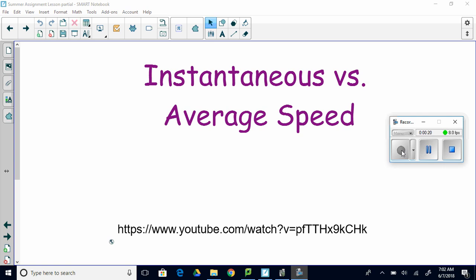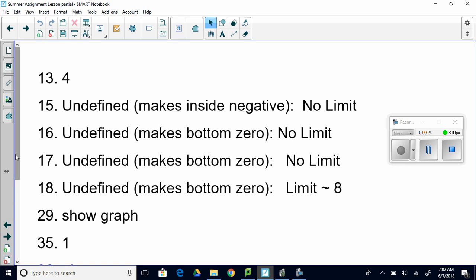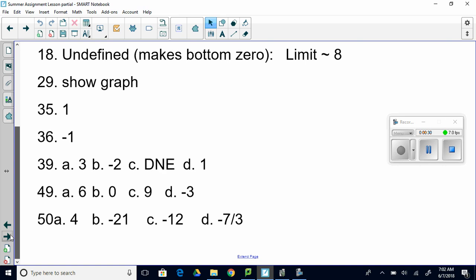Before you do that, here are your answers to the last set of homework problems. There's 13 through 35. Go ahead and pause that. And then there's 36 through 50. If you have any questions about any of those, use that website Slader. They have very detailed answers in there.